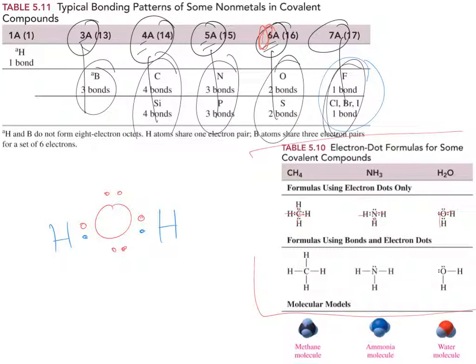So H2O, everyone knows what that is, water. That's where it comes into play. 2 hydrogens helping out oxygen to get a total of 8 around it. Even if it has to share them, that's okay. The goal is 8 for octet.